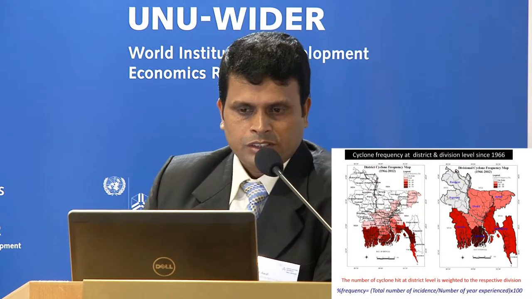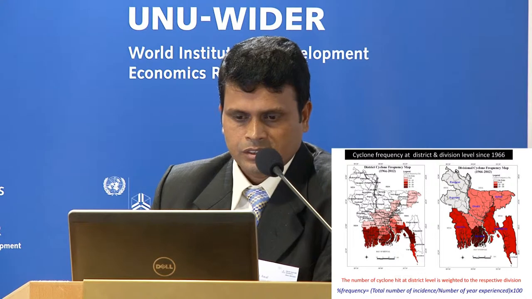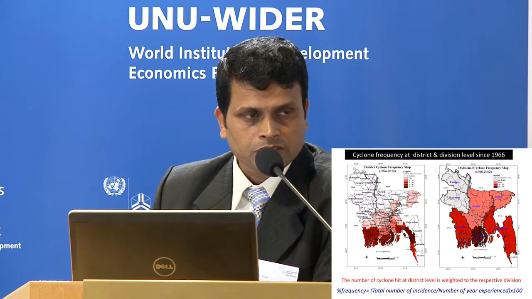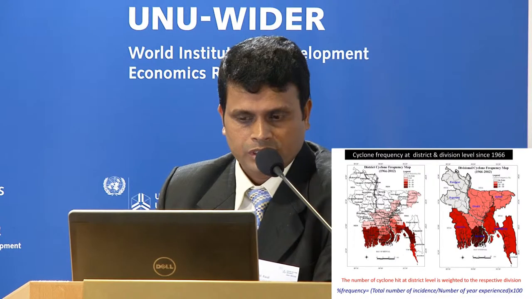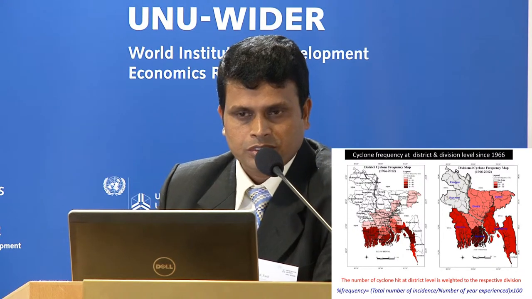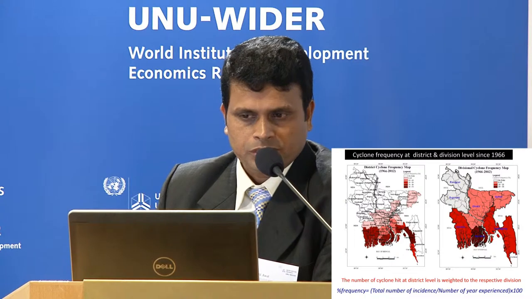This is cyclone. Cyclone frequency at district and division level since 1966. The Barishal, Chittagong, and Khulna divisions are at high risk due to cyclone because of the presence of the Bay of Bengal. And Rajshahi and Rangpur divisions are almost nil for cyclone.